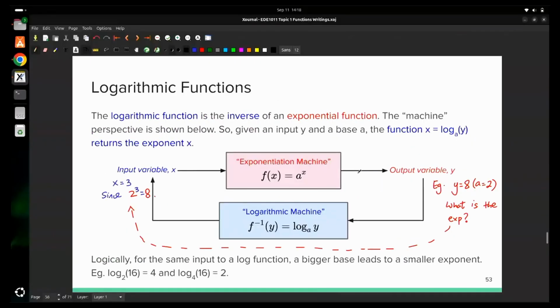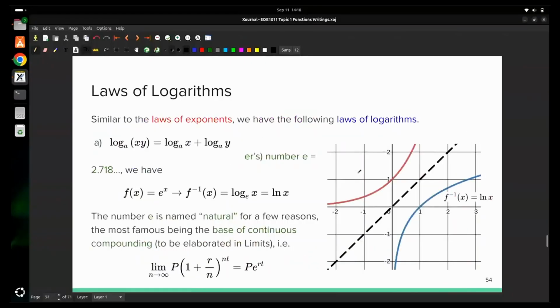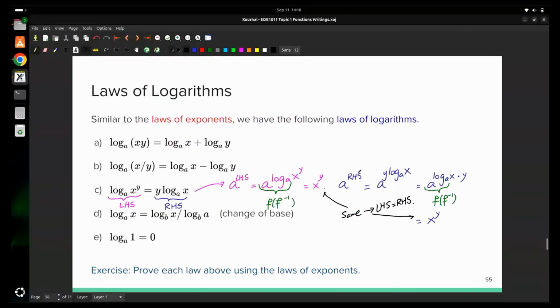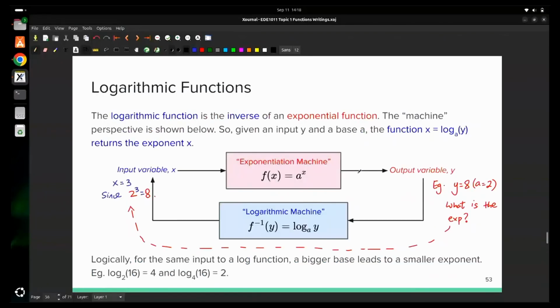I have a good question from this student here. Based on what is observed here, it appears that a to the log base a, regardless of what a is, will always cancel away. The answer is yes. And this is from this expression here, because the log machine, we have already defined it to be the inverse of the exponential machine.